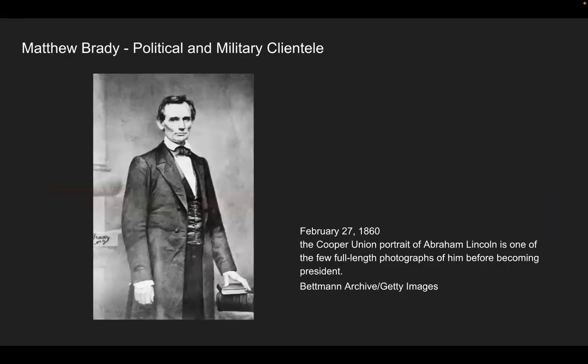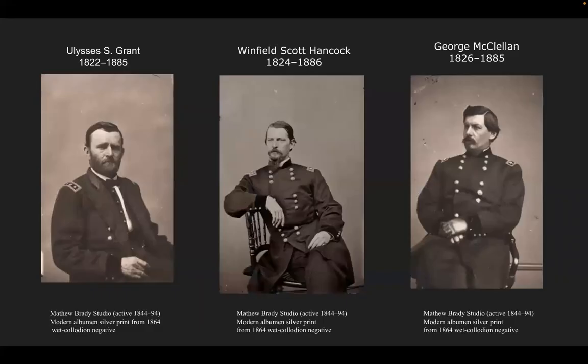Moving to Matthew Brady, he had a lot of political and military clientele. He took the first full-length photograph of Abraham Lincoln before he was president. He also took Northern military generals, Ulysses S. Grant, Winfield Scott Hancock, and George McClellan.